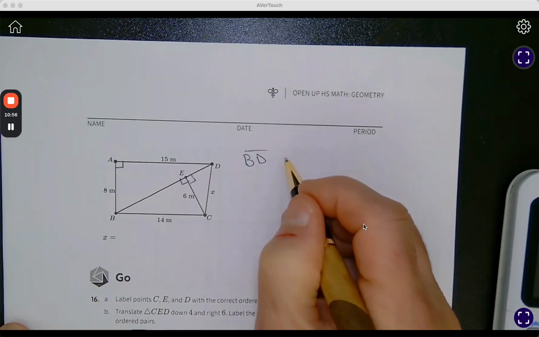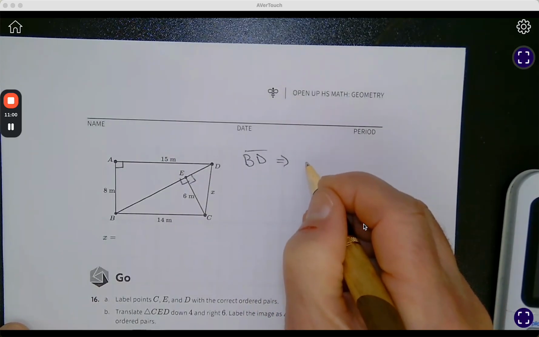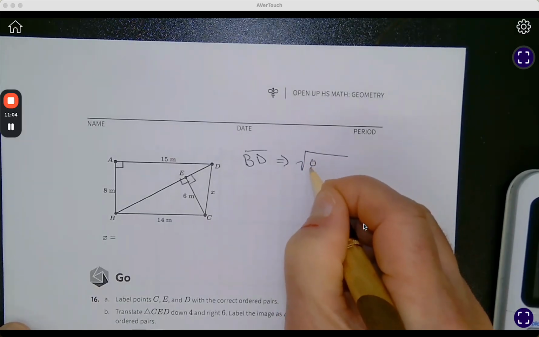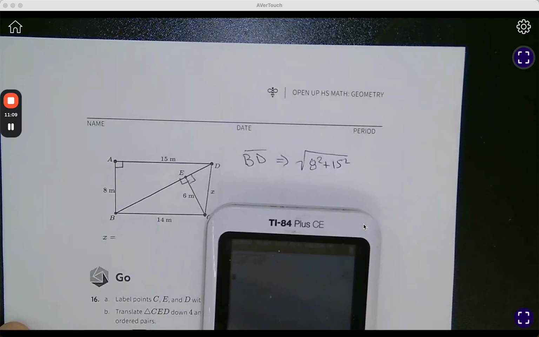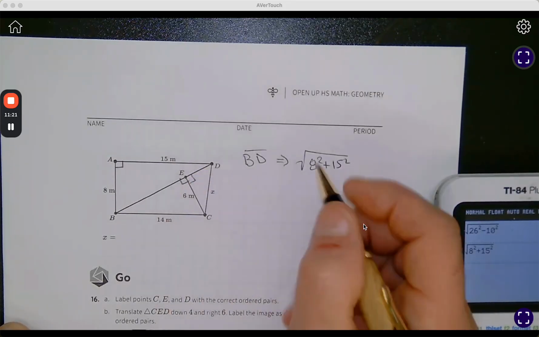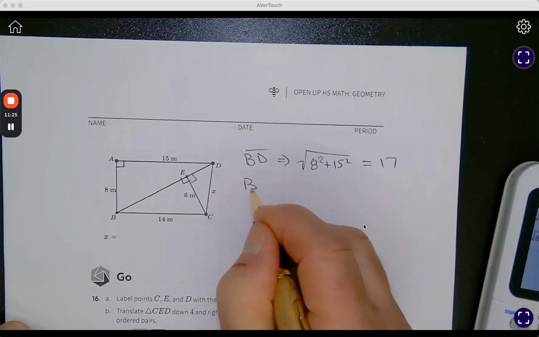Okay, so BD is the square root of 8 squared plus 15 squared, because I'm using Pythagorean's theorem. So second square root, 8 squared plus 15 squared. 17, that's beautiful. So BD equals 17. Now I'm going to find BE.